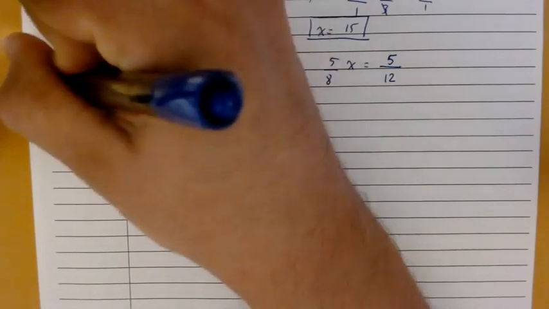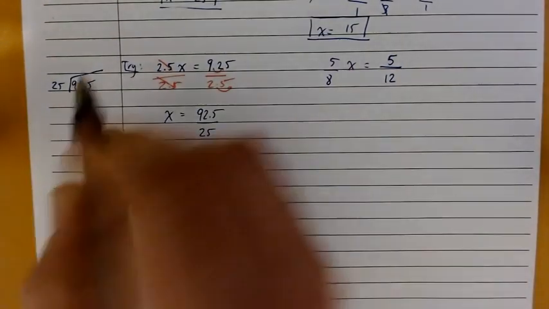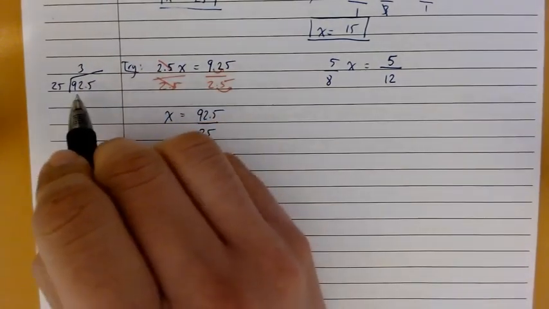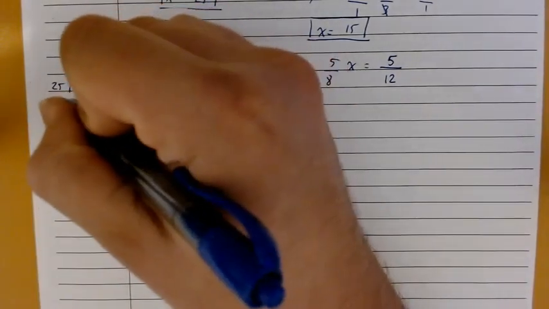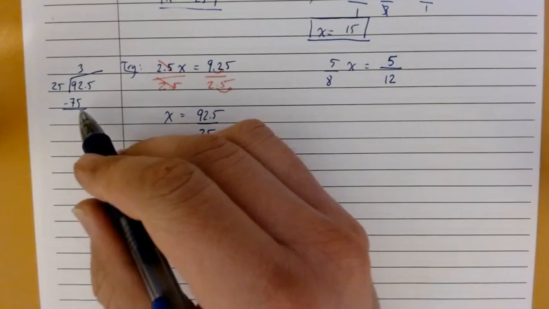92.5 divided by 25. Okay, 25 goes into 92 3 times, because 4 times would be too big. 4 times 25 would be 100. 3 times 25 is 75. And if you take 92 minus 75, that'll give us 17.